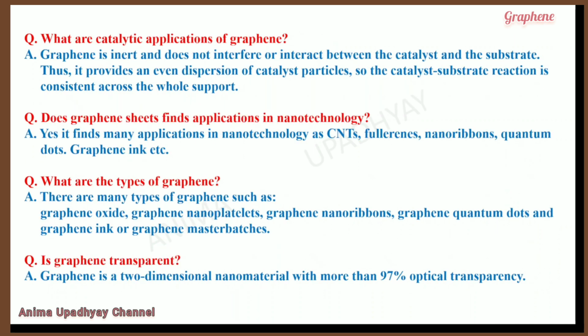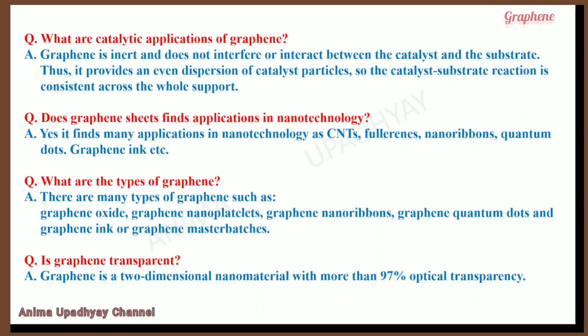What are the catalytic applications of graphene? Graphene is inert and does not interfere or interact with the catalyst and the substrate. Thus, it provides an even dispersion of catalyst particles, so the catalyst substrate reaction is consistent across the whole support. Do graphene sheets find applications in nanotechnology? Yes, it finds many applications as carbon nanotubes, fullerenes, nanoribbons, quantum dots, graphene ink, etc.